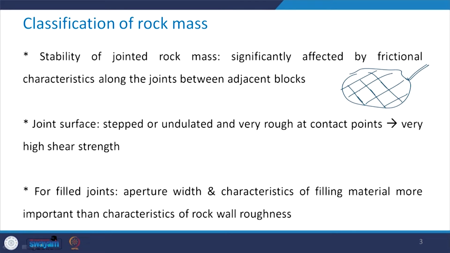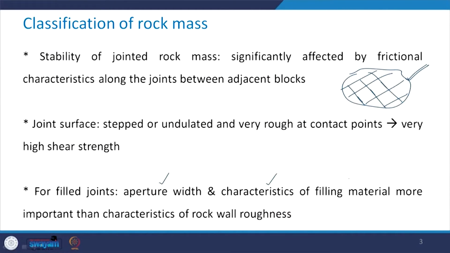We have also seen that the joint surfaces had two types of roughness profile. One was large scale roughness, another was small scale unevenness. So, that also influences its stability. A joint surface, whether it is stepped or undulated and very rough at contact points, has very high shear strength. As far as filled joints are concerned, it is not the roughness which will be important for such joints, but the aperture width and the characteristic of the filling material, which will be more important as compared to the rock wall roughness.